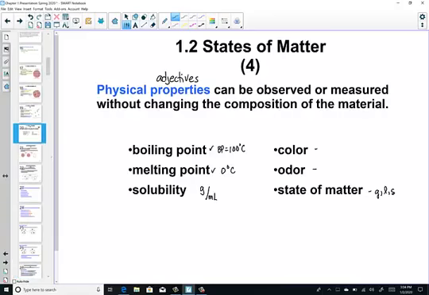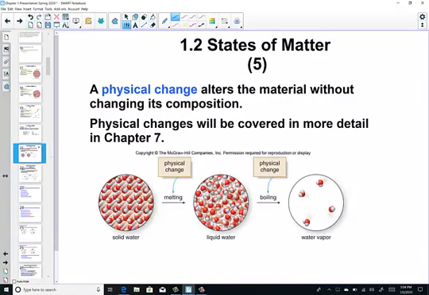So think of these as just adjectives, qualifying statements that describe a substance. Now on the opposite spectrum of that, the physical change, now we're altering the material. We're not changing its composition, but we're changing the material. So I think of this as a verb. It's an action verb. Whereas the physical property was an adjective, a physical change is a doing word. It's something happening to that object to change its material.